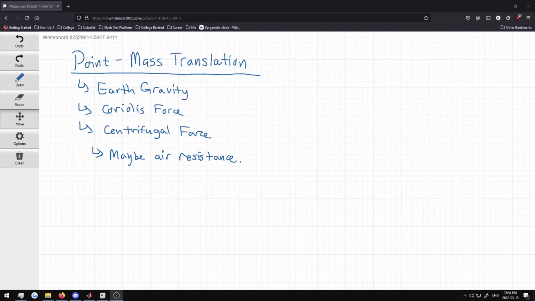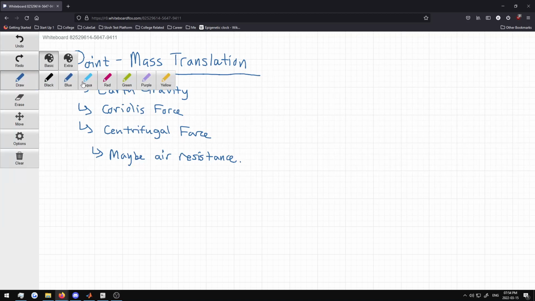Okay. In this tutorial, we're going to be doing a point mass with translational motion. The main things that we're going to cover are Earth's gravity, for which we have to choose a model, the Coriolis force and the centrifugal force. These two show up because we're going to be working in a non-inertial reference frame, which is the Earth rotating reference frame. And depending on how long this takes, I may or may not do air resistance at the end.